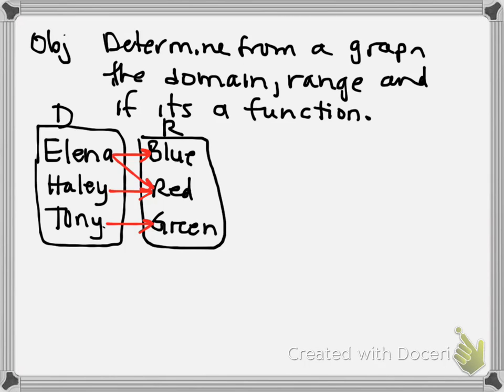And what made it not a function? Just anybody out loud. Yeah, Elena, that domain had 2 ranges, blue and red. That's what takes something from being a relation, or not being a function. It just makes it a relation.